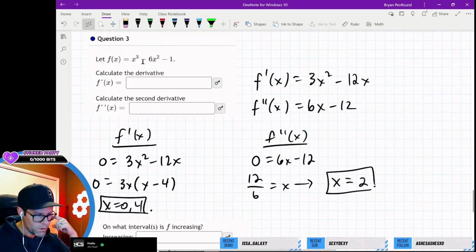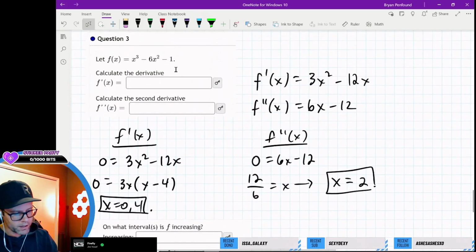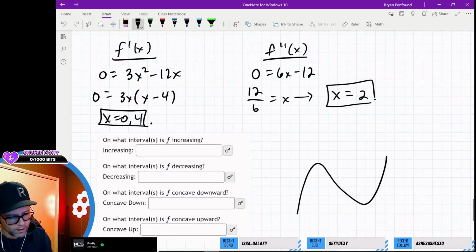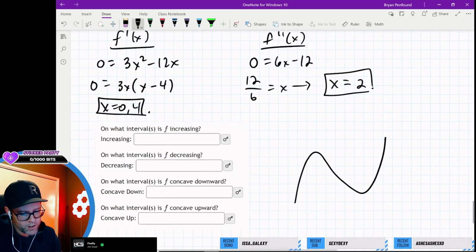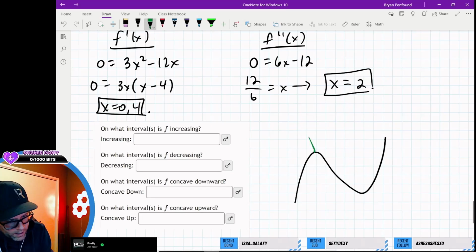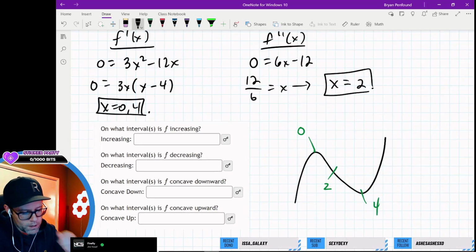All right, so we're working with a basic cubic polynomial. The basic cubic polynomial is going to look something like this. We have already found information about what's happening here, here, and here. We know that at 0 we're going to have a max, 2 is going to be our inflection point, and 4 is going to be our minimum. So we're pretty much good to go.